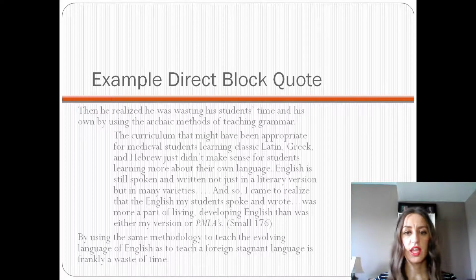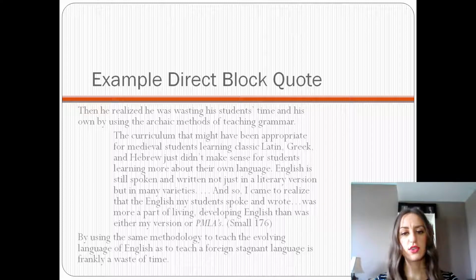But period, and then we jump into the block quote, and you'll notice that the entire block quote is indented from the normal text. There are no quote marks in the use of this block quote. You'll also notice at the very end, the period comes right after the end of the sentence. Then you get the parenthetical, Small, 176, right? That's the author's last name and the page number, no period after that. That's how block quotes work.